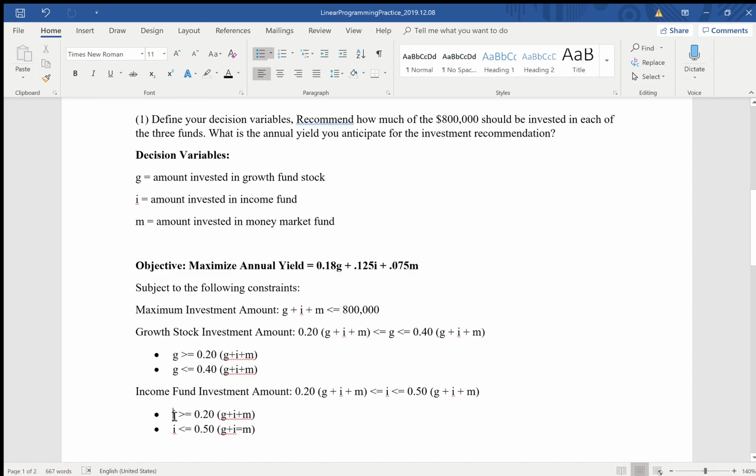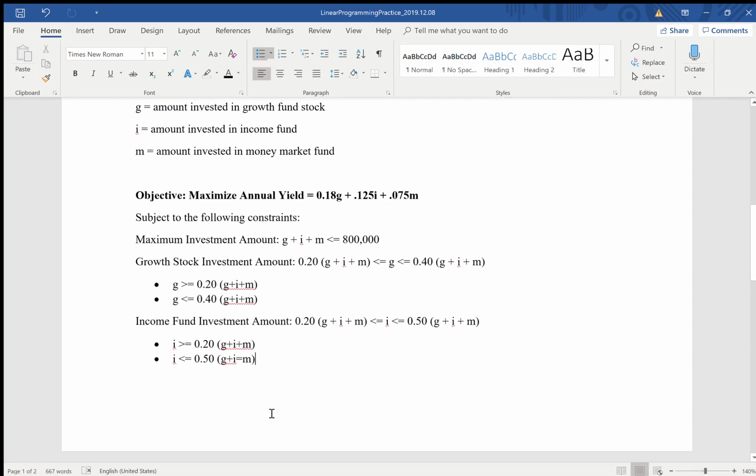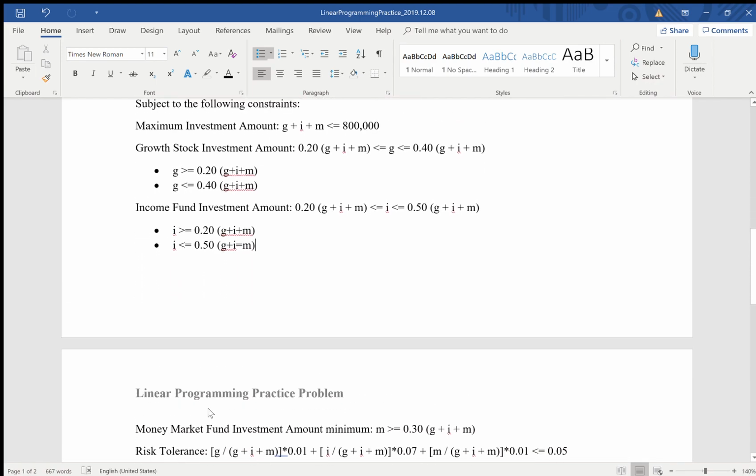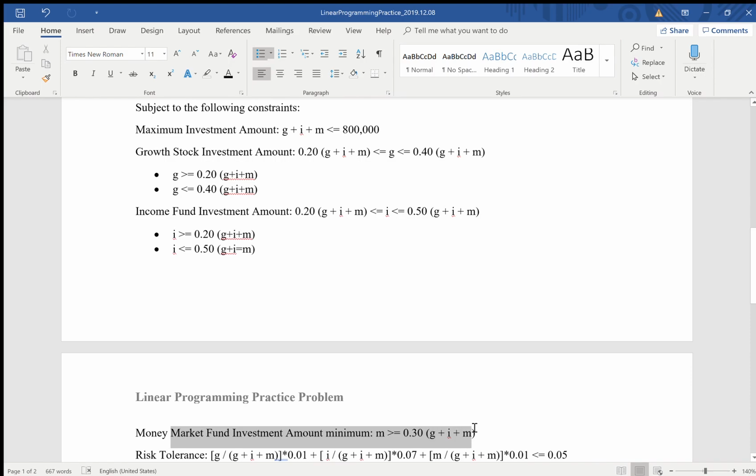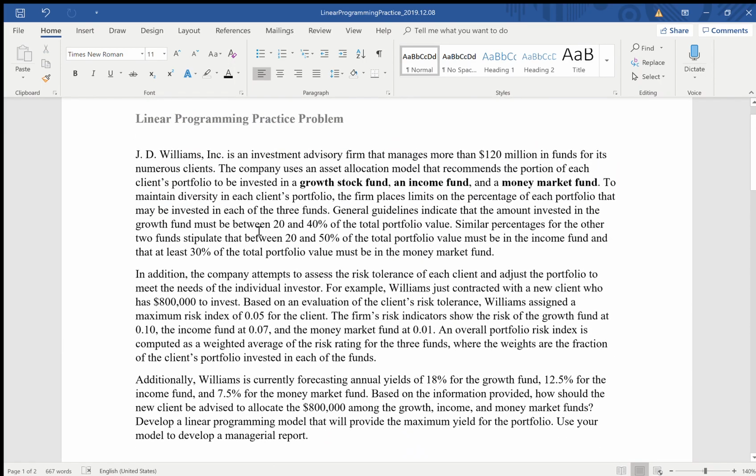So the amount invested in the income fund has to be more than 20% of the total, but it has to be less than or equal to 50% of the total. Okay. Next constraint is the money market fund investment amount. In this problem, it only declared a minimum. It has to be 30% of the total amount invested. And here is that piece of information: at least 30% of the total portfolio value must be in the money market fund.